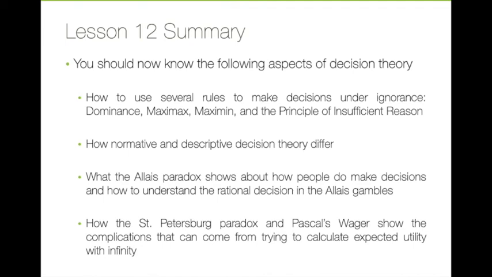So you should now be able to distinguish decisions under risk from decisions under ignorance, and know how to use several rules for making decisions under ignorance, including dominance, maxi-max, maxi-min, and the principle of insufficient reason. You should be able to distinguish normative and descriptive decision theory. You should be able to characterize what the Allais paradox shows about how people do make decisions. And also, you should be able to understand how to characterize the rational decision in the Allais gambles. And finally, you should have an understanding of how the St. Petersburg paradox and Pascal's wager show the complications that come from trying to calculate expected utility when infinity is involved.